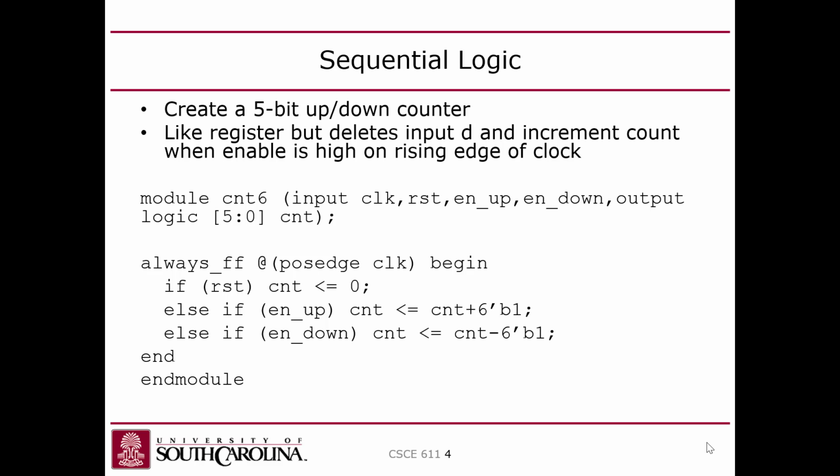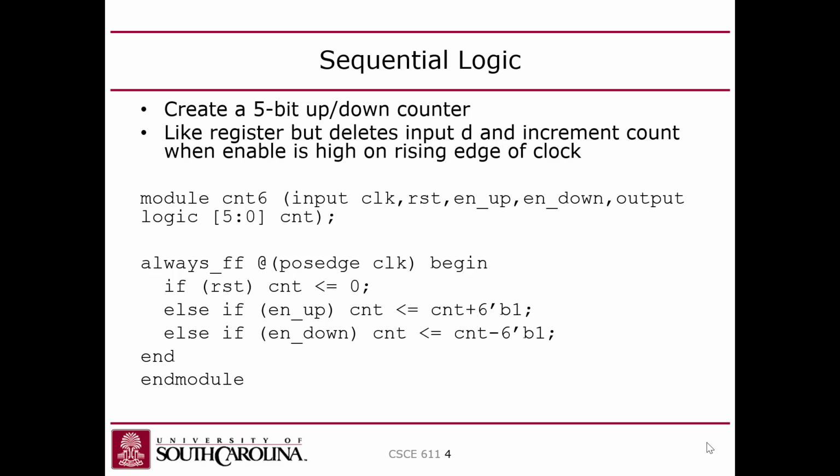But I reset the count to 0 on reset. And then on each clock edge, if reset is low, not asserted, then if the enable up is asserted, it will add 1 to the count. And if an enable down is asserted, it'll decrement the count, right? Make sense? And if neither one of them is asserted, then it'll just maintain whatever the current count is.